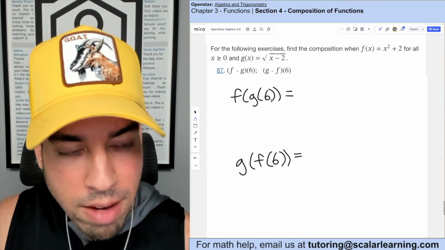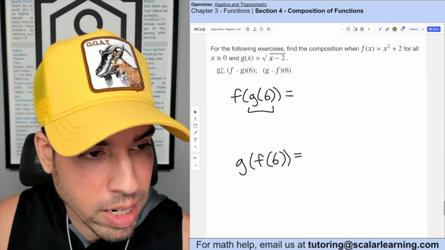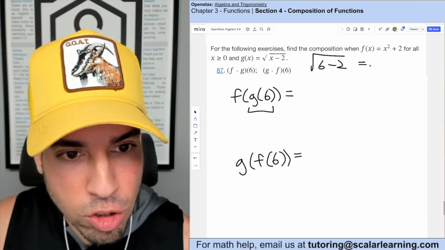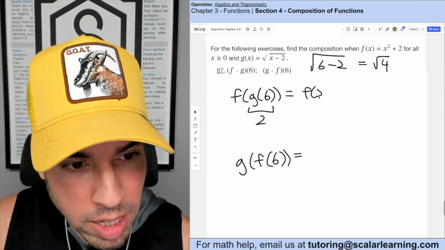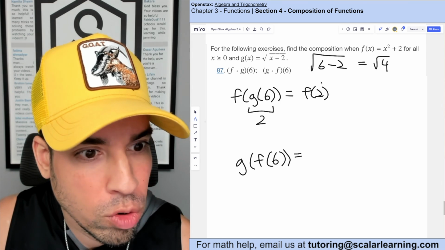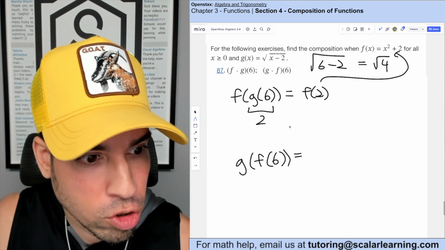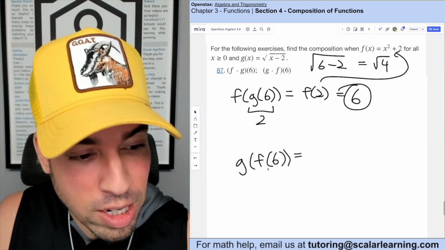So first we're finding f of g of 6. So I'm going to go inside first, plug 6 into g of x. So that's 6 minus 2, square root of that. That is the square root of 4, which is 2. That means we're now taking f of 2. So I'm going to plug 2 in for x in f of x, right? 2 squared is 4 plus 2 is 6. Boom, done.